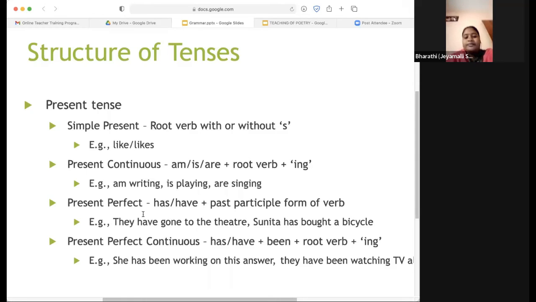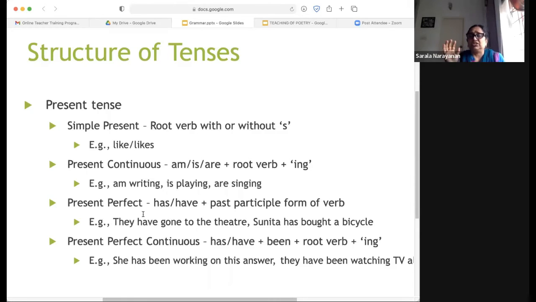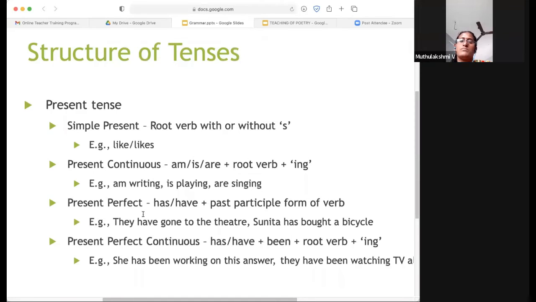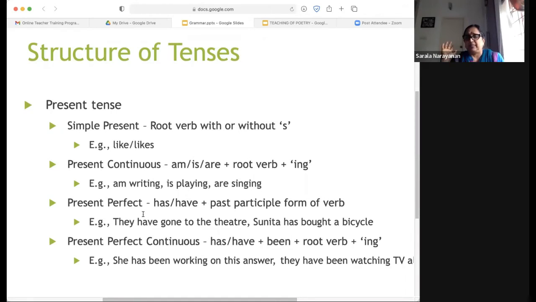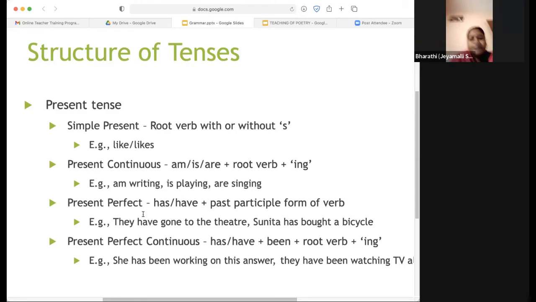But some don't change. Hear, heard, heard. No change in the participle form. Cut. Sleep, slept, slept. Keep, kept, kept only. Some, as she said, cut, put and all, no changes. Whether it is present tense, whether it is participle form, whether it is past tense, for everything it remains unchanged.